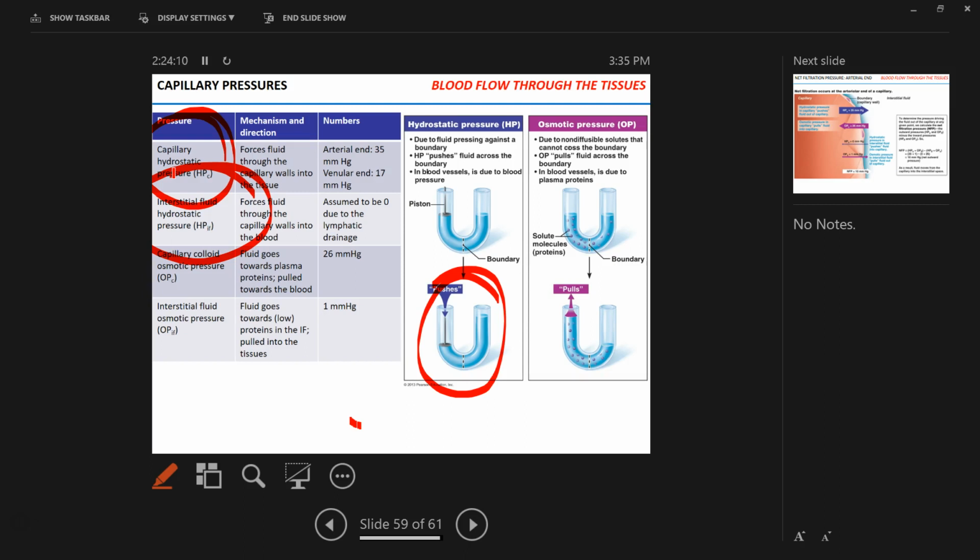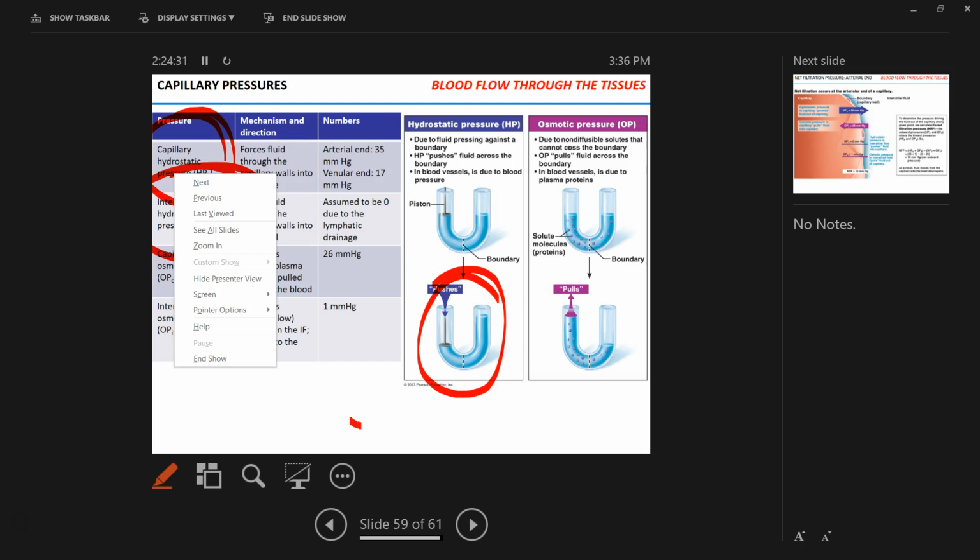Vessels. Back in the vessels. Does that make sense? Interstitial hydrostatic pressure is 0. You know why? Lymphatic system. Normally, all excessive fluid in the tissues immediately drains into the lymphatics. Does that make sense?